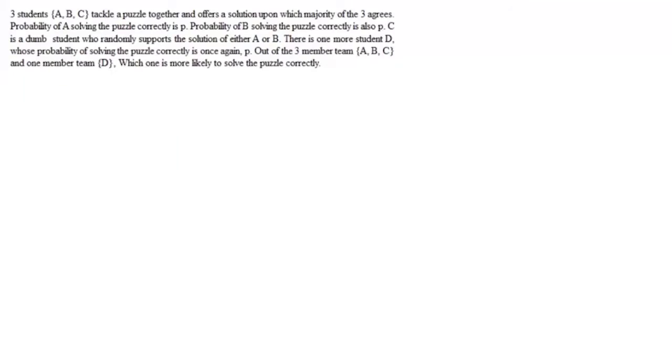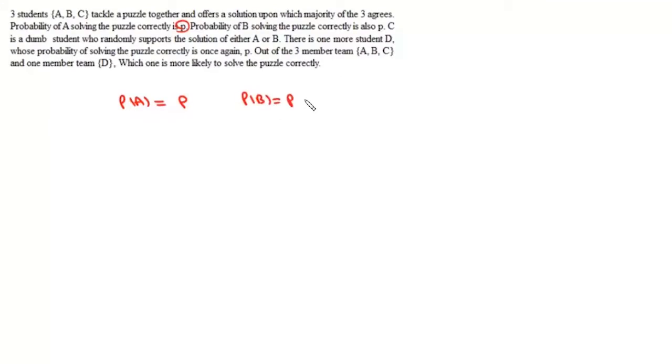Now here the question is, 3 students A, B and C tackle a puzzle together and offer a solution upon which majority of the three agrees. The probability of A solving the puzzle correctly is P. So probability that A solves the puzzle is P. Probability of B solving the same puzzle correctly is also P. So probability of B solving the puzzle is also P.